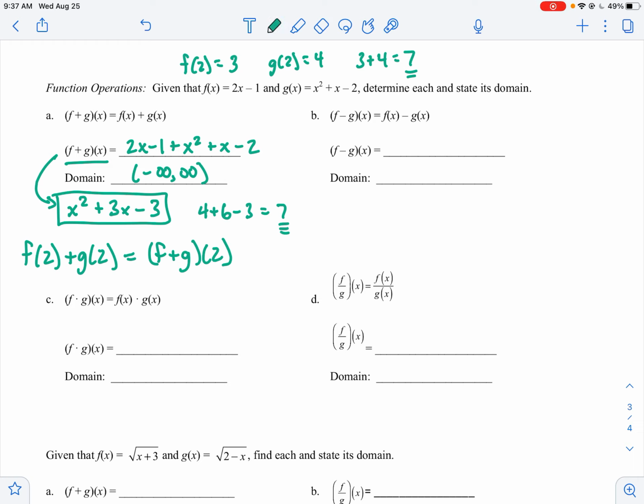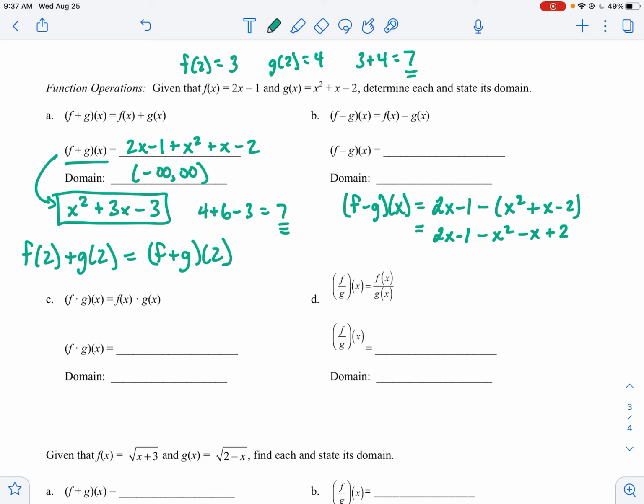The main thing with subtraction is, if I wanted to do (f - g)(x), f comes first, so that'd be 2x minus 1. And when I subtract, I'm subtracting all of g, so x squared plus x minus 2. That just means it's going to distribute. So 2x minus 1 minus x squared minus x plus 2.